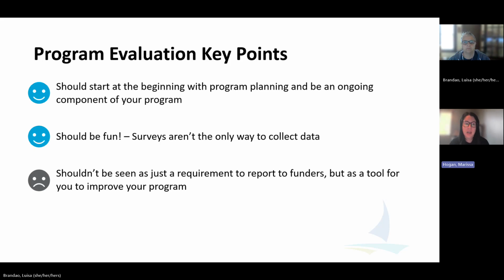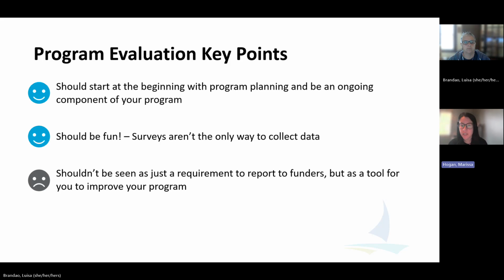your program. And evaluation should be fun. It doesn't have to only be surveys to collect data. We'll talk about that in the next slide. There are other ways to collect information and evaluation data that isn't just surveys.